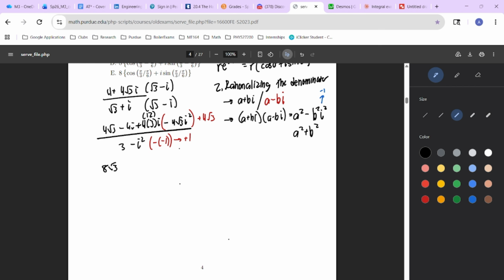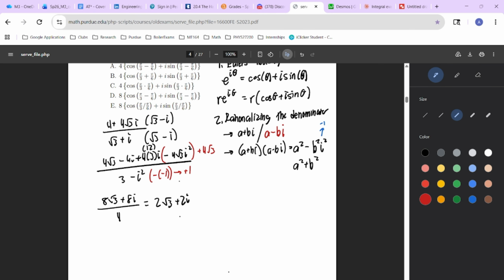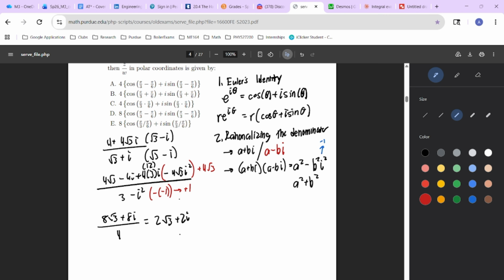12 plus 8i, and that would be over 3 plus 1, which is equal to 4. Our final representation of this equation or quotient becomes 2 root 3 plus 2i, which again comes out to be another complex number, but thankfully we can represent this in terms of Euler's identity.